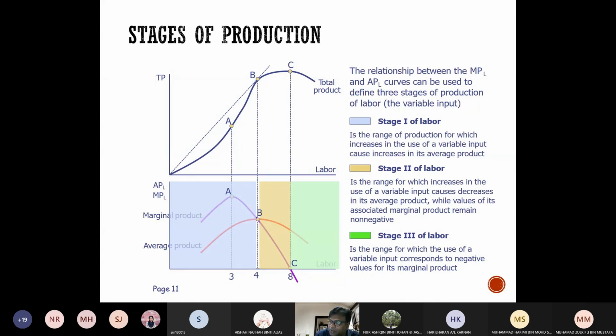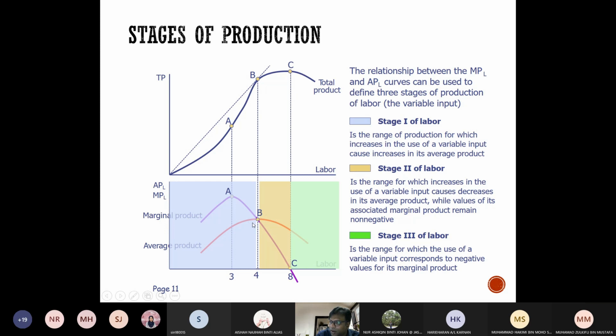Okay, let's continue with the stages of production. There are 3 stages altogether in production, and each stage conveys different things. As you can see, the relationship between the marginal product and the average product curves can be used to define the 3 stages, the one in blue, yellow and green. We call these the 3 stages.